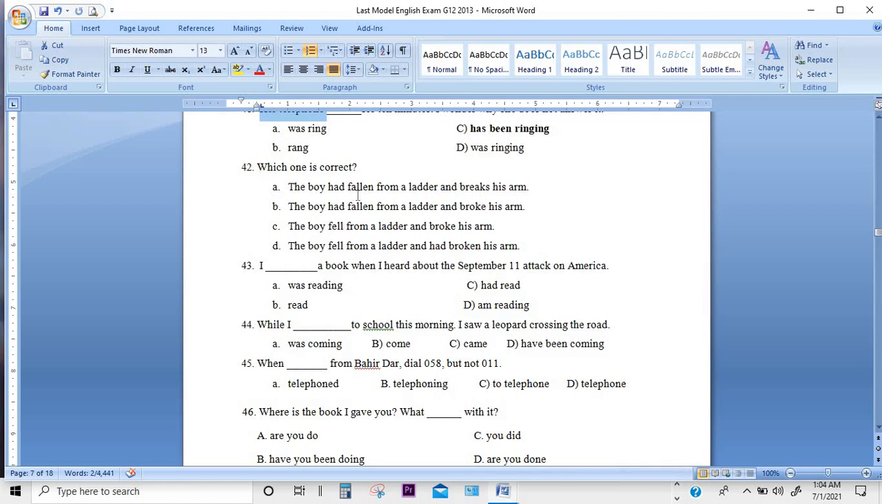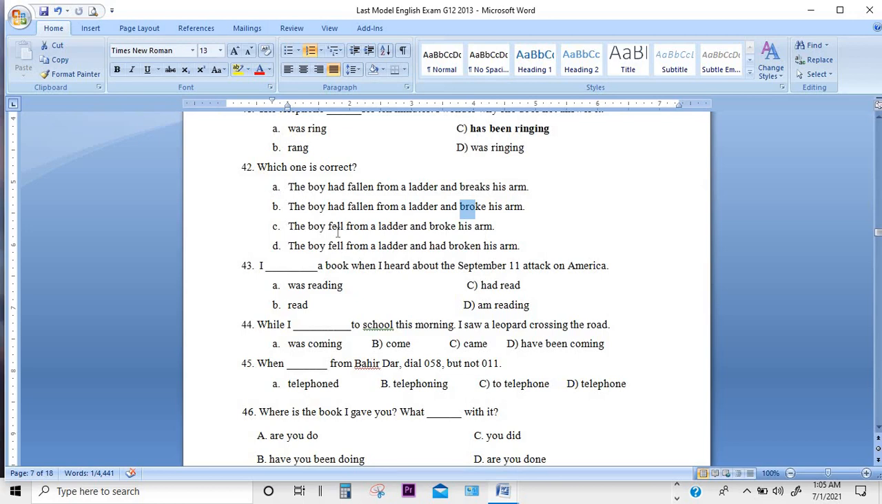ስለዚህ ብዙ ነገር ነው የምናየው እንደዚህ ኦፕን ጥያቄ ስለሆነ። The boy had fallen from a ladder and breaks his arm. The boy had fallen from a ladder and broke his arm. Now the difference between the two sentences is here. Here it says breaks and choice B says broke. Okay, አሁን የትኛው ነው ቴንሱን የጠበቀው? The boy fell from a ladder and broke his arm. Okay, past tense in both cases.